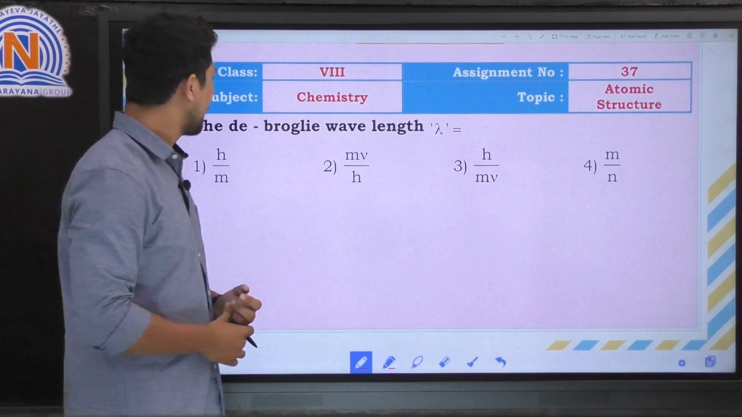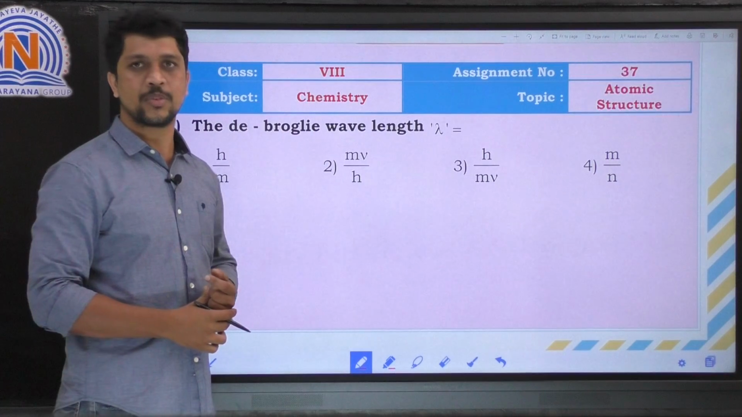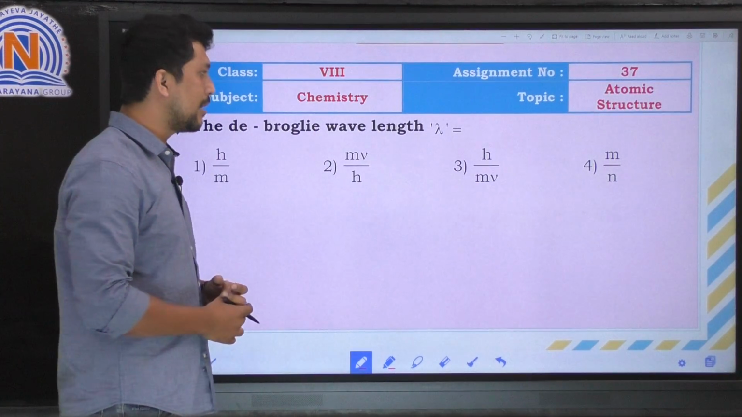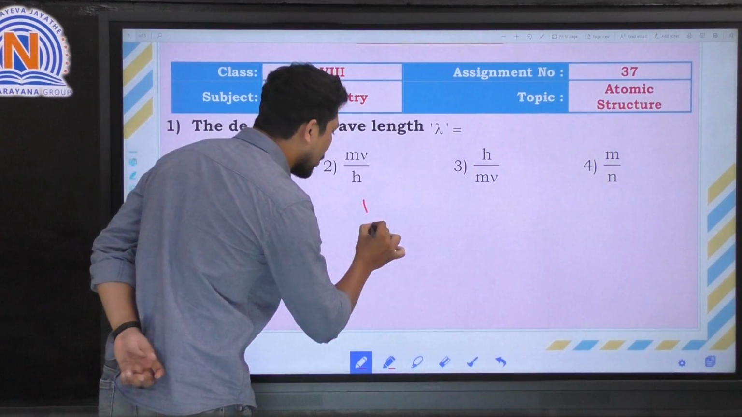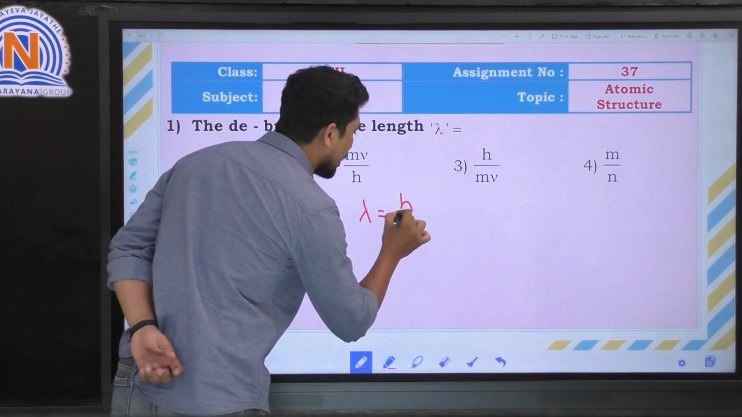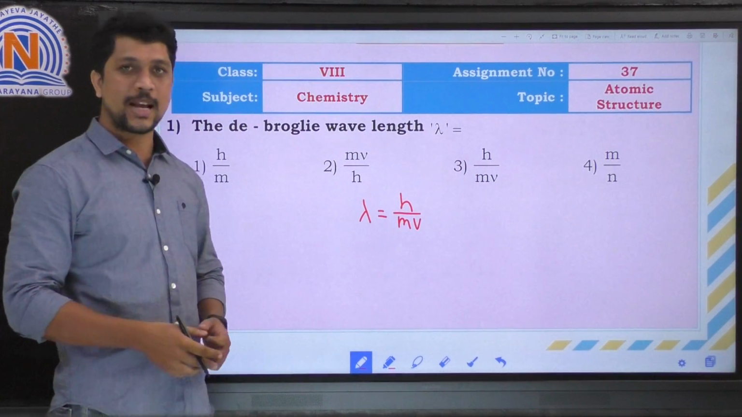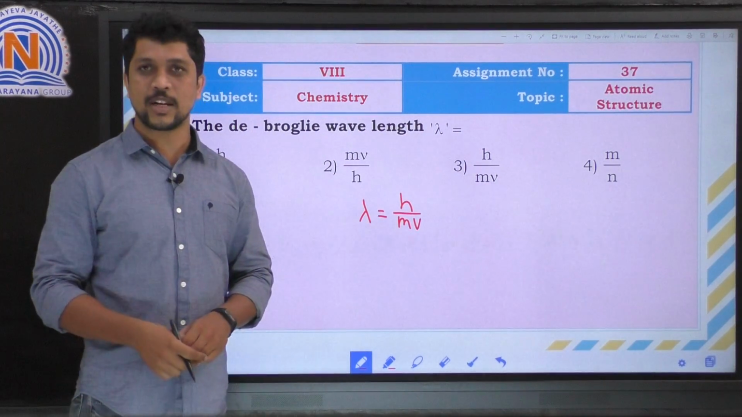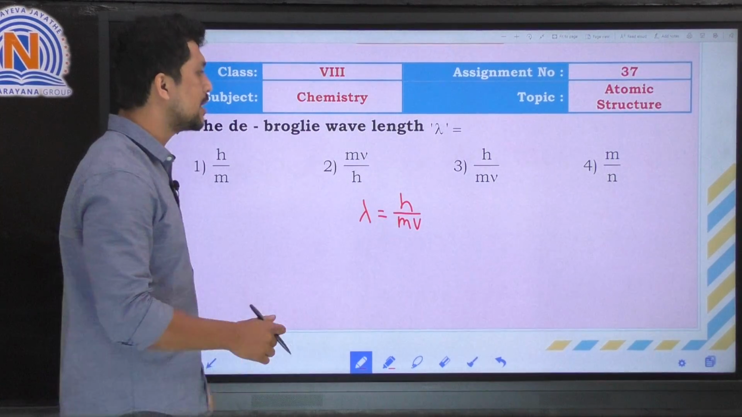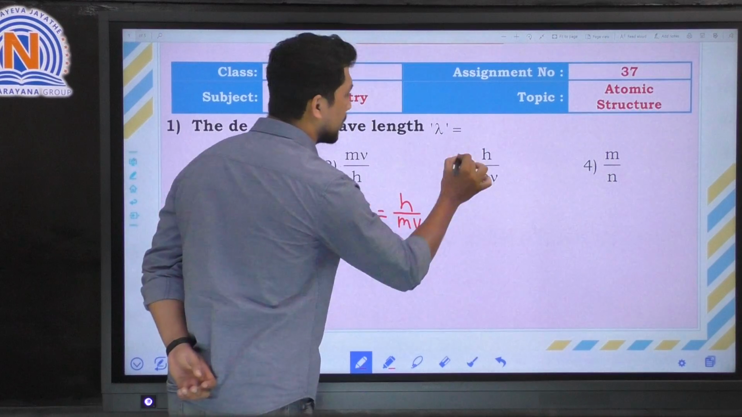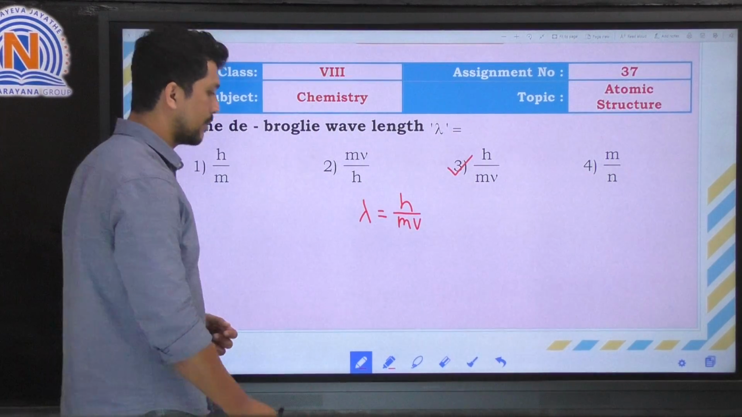Here the question: the de Broglie wavelength lambda equal to, right? So de Broglie wavelength, that is lambda. So lambda is equal to h by mv, where h equal to Planck constant, m equal to mass of electron, and v equal to velocity of electron. So the correct option is third option. Clear? Let's move on to the next question.